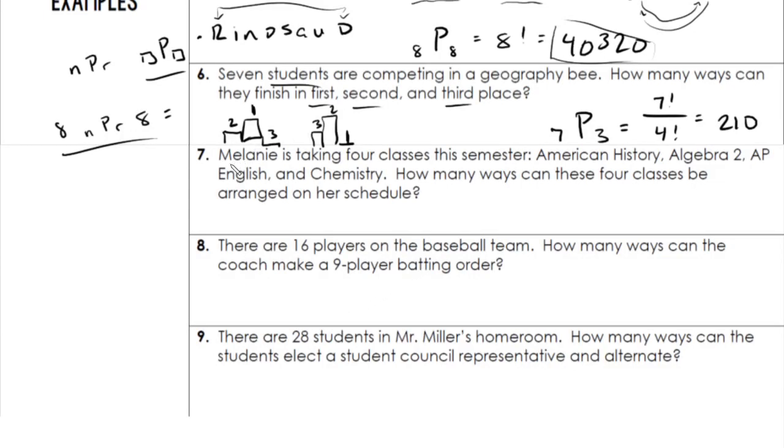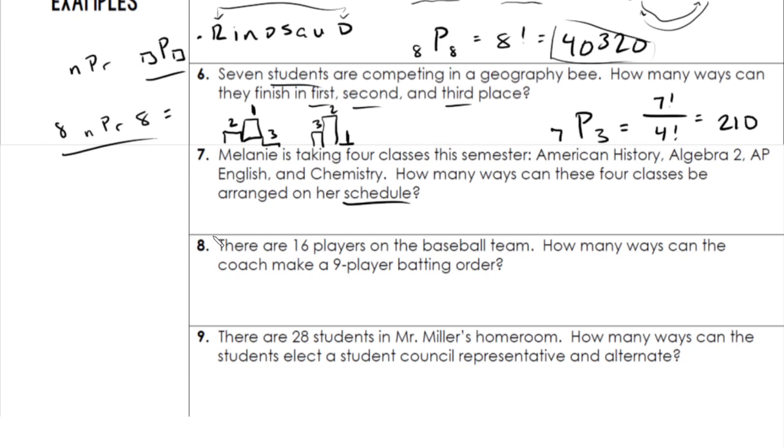Next up, number 7. Melanie is taking 4 classes this semester: American History, Algebra 2, AP English, and Chemistry. How many different ways can these 4 classes be arranged on her schedule? Now, we're assuming that the schedules make a difference, so maybe chemistry first and chemistry fourth are considered different schedules, right? And that is indeed the case. Or let's say in your junior class, you've got a bunch of students that are in Algebra 2, but they're not in Algebra 2 in your hour. They're in it in their hour, which is definitely a different schedule from what you have.